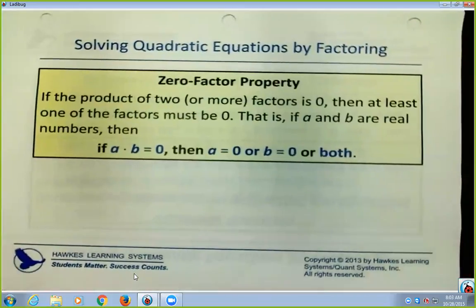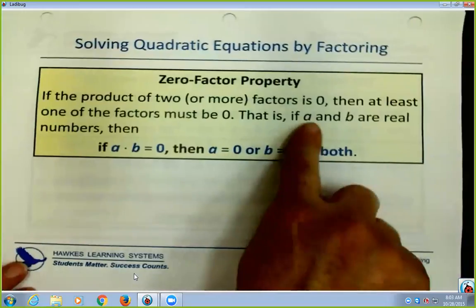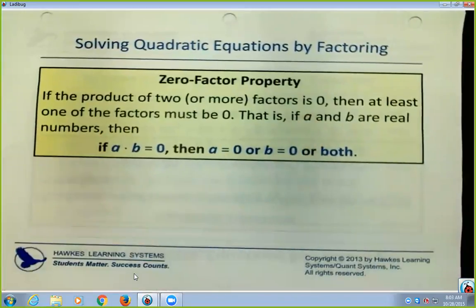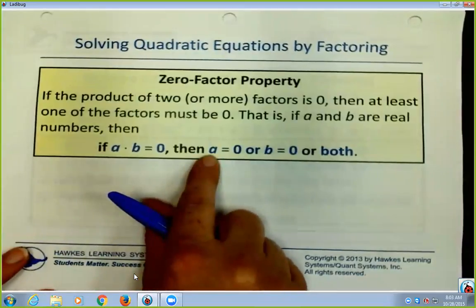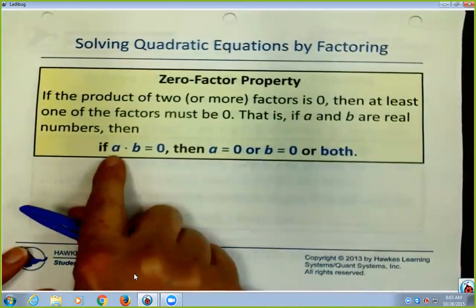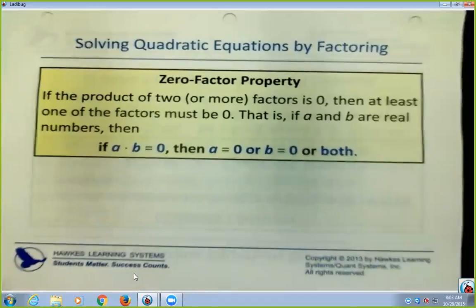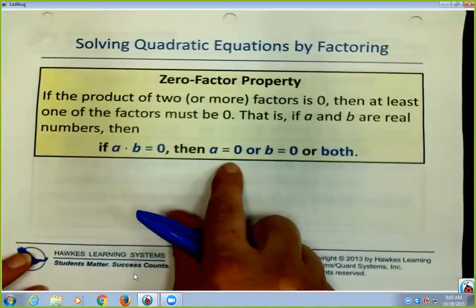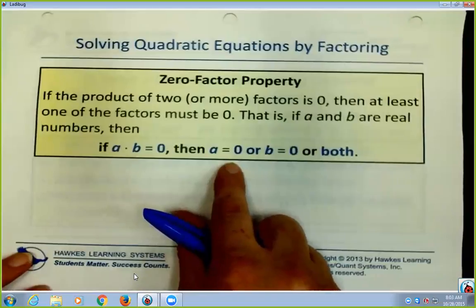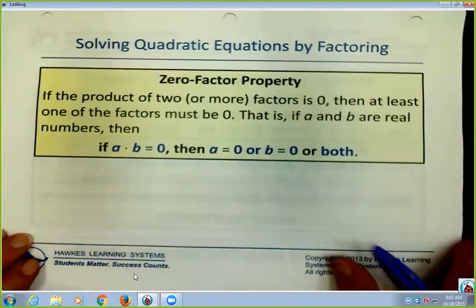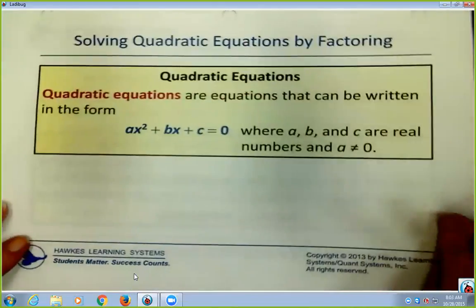The zero factor property says if the product of two or more factors is zero, then at least one of the factors must be zero. That is, A and B are real numbers, so A could be zero or B could be zero if we multiply them together. And we already know that because this is just a fundamental rule of multiplication with zero. If you multiply something by zero, you get zero. So that's still that same piece that's in there.